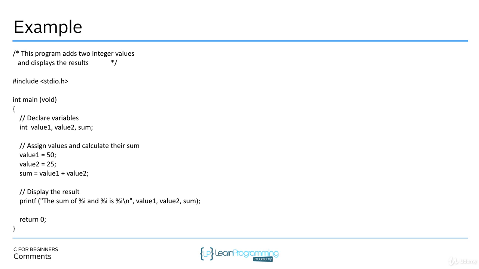And then you see some single line comments. And how do you know they're single line comments? Because they have 2 forward slashes. So you see a single line comment that says declaring variables. You see another one that says assign values and calculate their sum. And then you see one that says display the result. Each single line comment is describing each single group of code, telling you what they're doing.